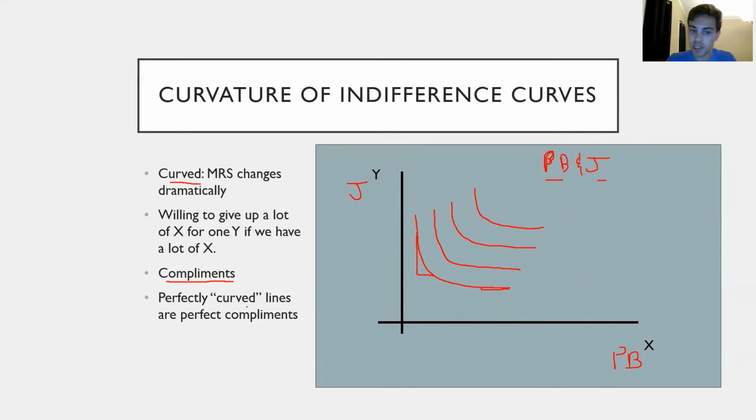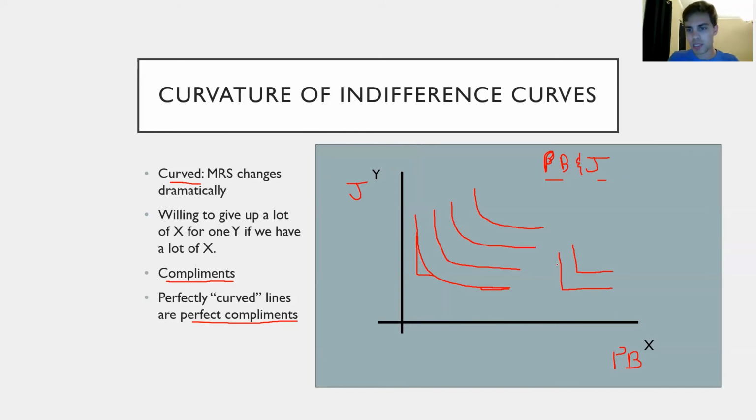Now, if we have perfectly curved lines, it's kind of going to ruin the curve a little bit because it'll look like a right angle. That's what I mean by a perfectly curved line. That's going to tell us we have perfect complements. The typical example of perfect complements is right shoes and left shoes. Essentially, only having a left shoe is useless, and only having a right shoe is useless, right? You need both of the shoes in order to have a functional pair of shoes, essentially, right?